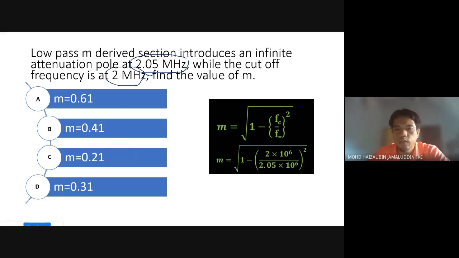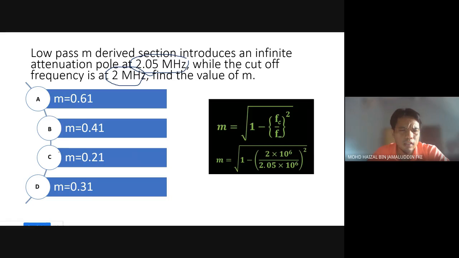Okay, so the formula to calculate m is equivalent to the square root of 1 minus omega c divided by omega infinity to the power of 2. Since omega is 2 pi f, the 2 pi cancels, so you can replace it with just fc over f infinity. So here m is equivalent to this, you just include the value of the frequency and you can choose which one is the answer.